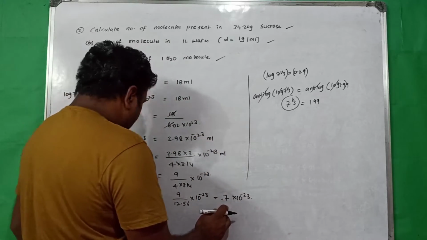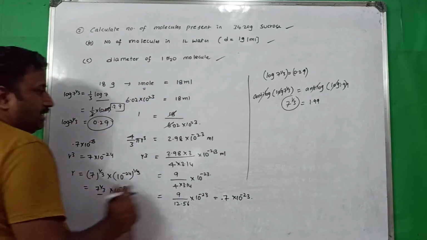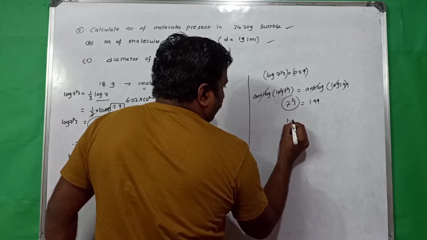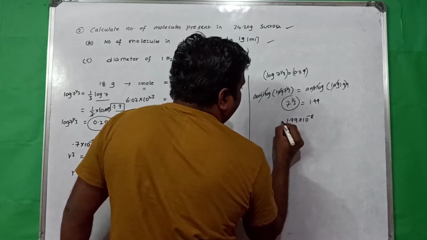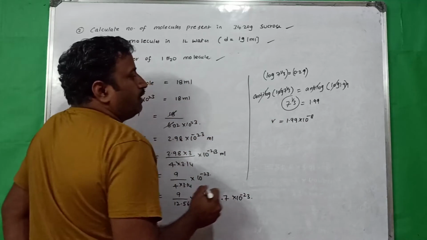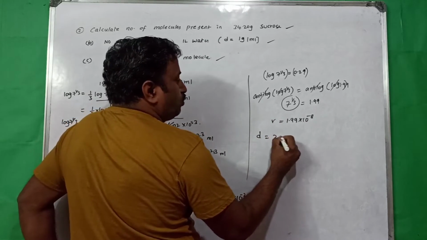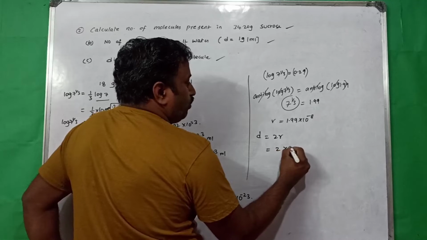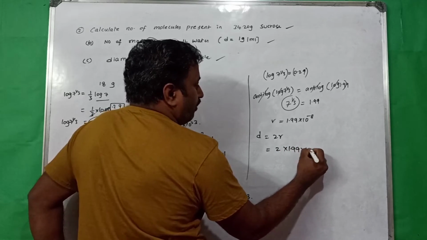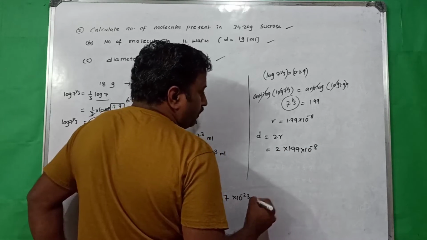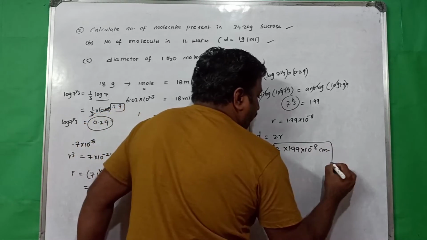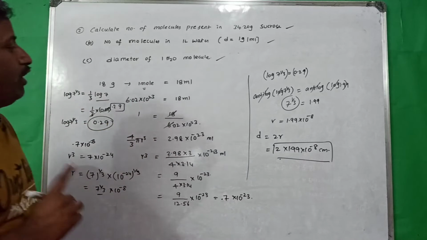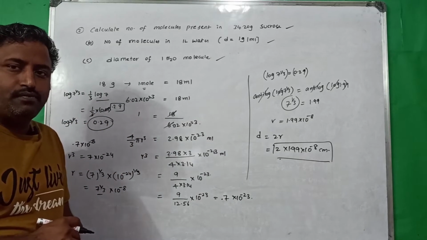Then 7 power 1 by 3 is 1.99, so 1.99 into 10 power minus 8 is the radius. Then diameter is equal to 2 times the radius, that is 2 into 1.99 into 10 power minus 8 centimeters. This is the diameter of one water molecule. Hope it is clear.